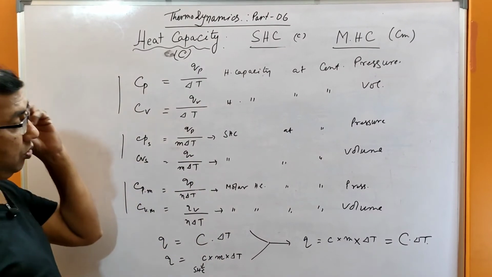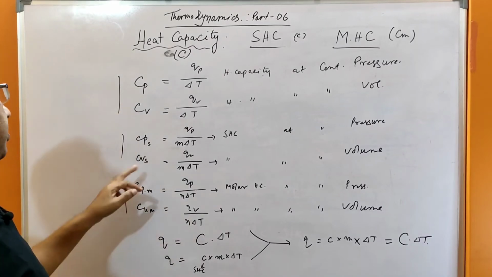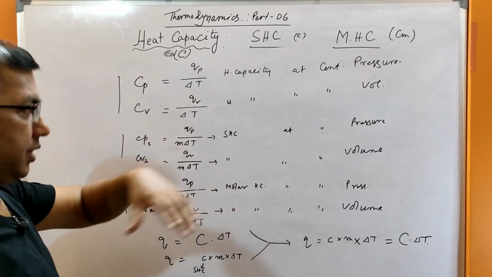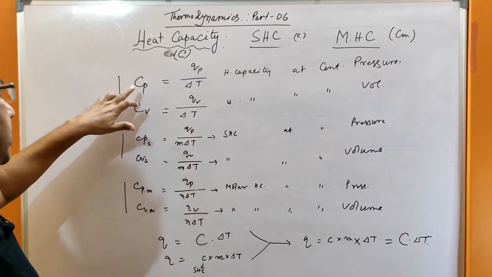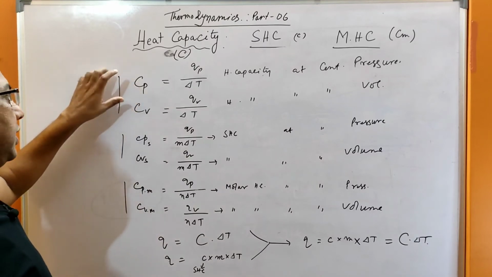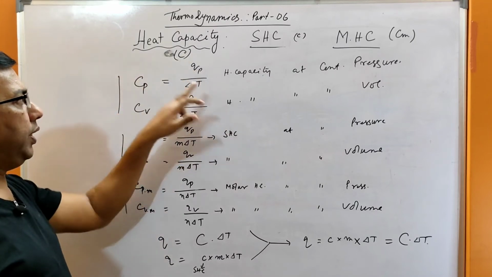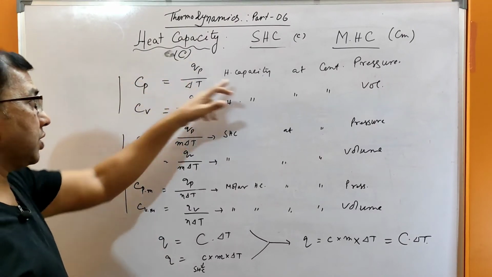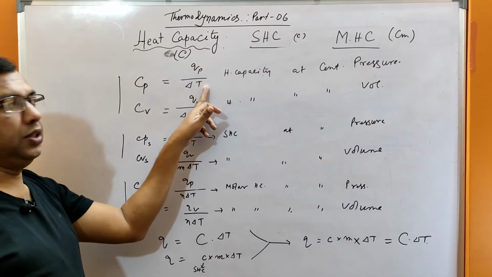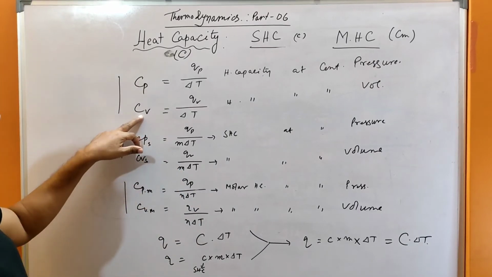Now we look at these things at a glance. What is CP, CV, CPS, CVS, CPM, CVM, and all these things, I will discuss also in later classes. Now I am discussing what is CP. CP means the heat capacity at constant pressure. What is heat capacity? Q by delta T, we know. So at constant pressure, CP equals QP by delta T. So it is the heat capacity at constant pressure. And next, in the same way, CV.